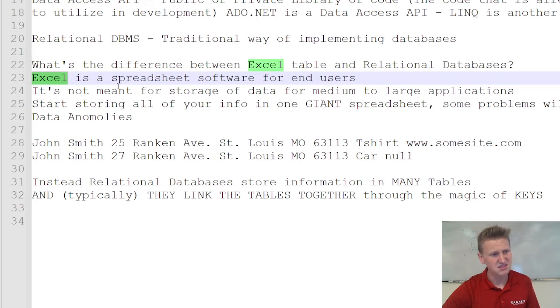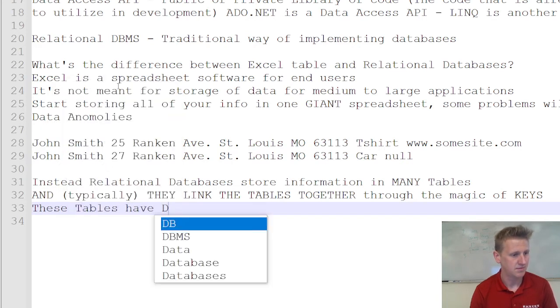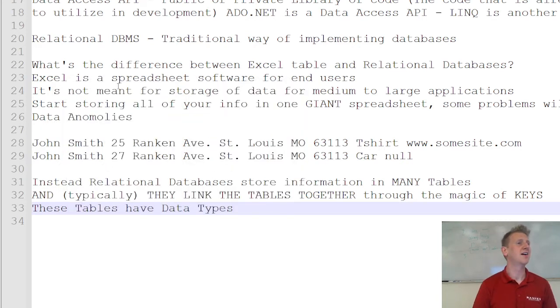So a couple more things here. These tables have data types. Well, isn't that convenient? We just studied data types. We know about data types, integers and floats and doubles and decimals, and it would be nice if the data types always matched, like the database data types were the exact data types that we have in C#. That's just not the case.